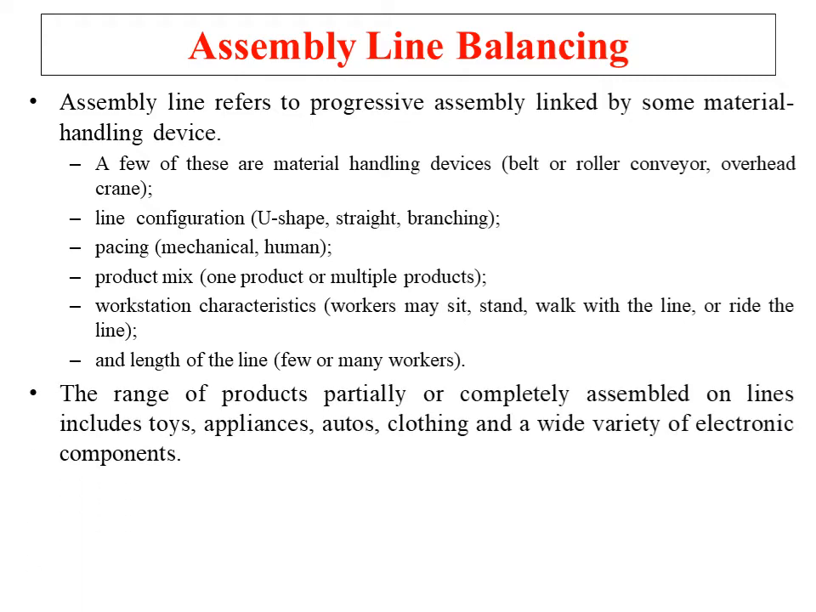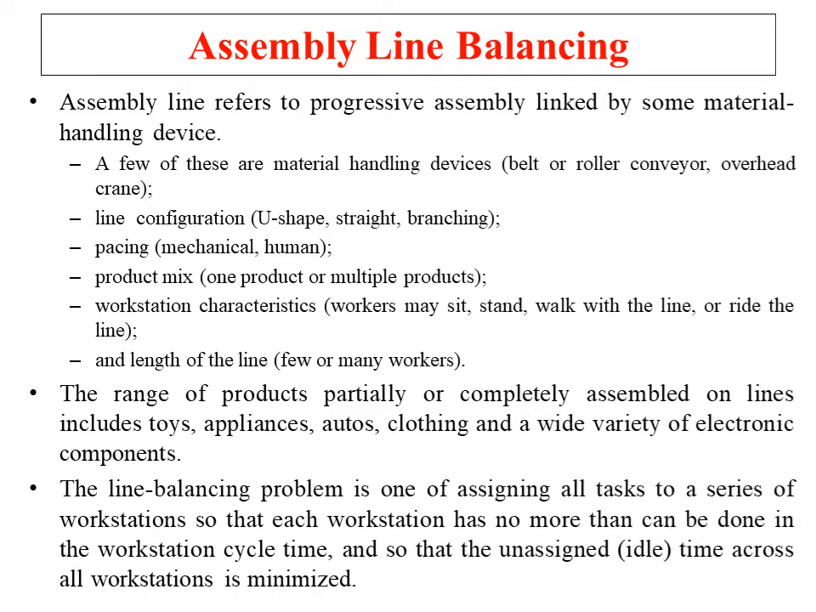The next thing is the range of products partially or completely assembled on lines, which includes toys, appliances, automobiles, clothing, and a wide variety of electronic components. So for any particular assembly line, there may be different products that can be assembled.